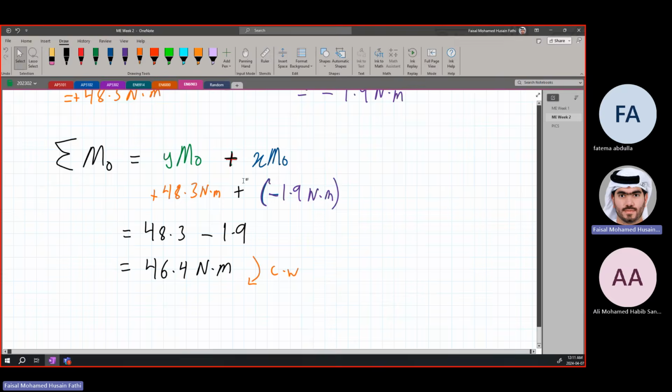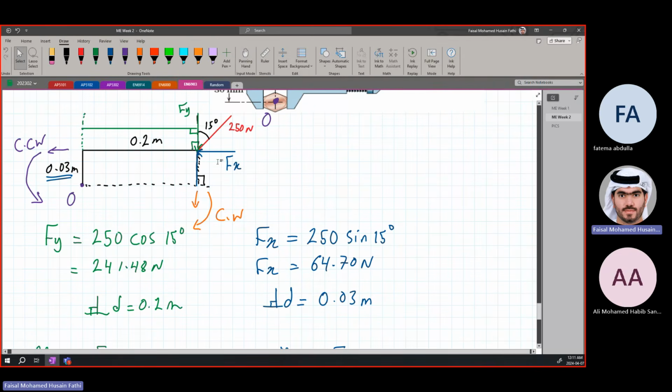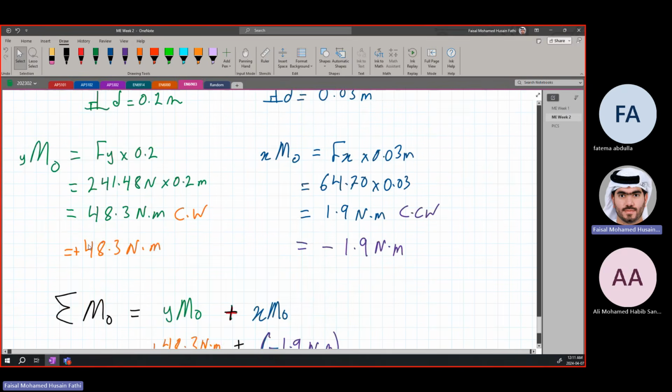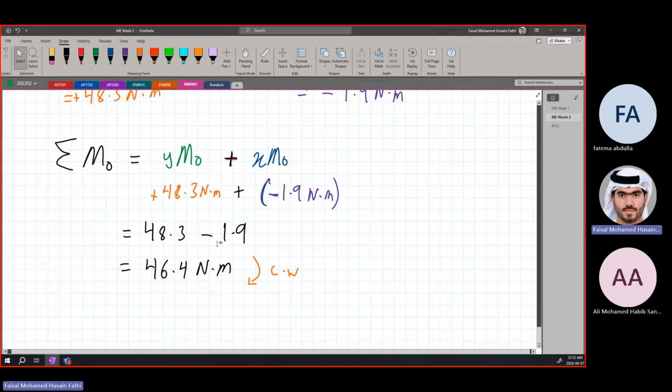clockwise. All right, this is how you know the final direction. If it's positive, it will be clockwise. If it's negative, then it is counterclockwise. This is how you are using the directions. Again, when we're looking at Fx, it is causing a force in there, so it moves in this direction and rotates like this, meaning counterclockwise. So it's negative. From Fy it rotates in this direction, so it's clockwise. Therefore, clockwise will be positive and this will be negative. And then you will just sum them up. When you're adding them up, this is a negative value, so it's going to be 48.3 minus 1.9.